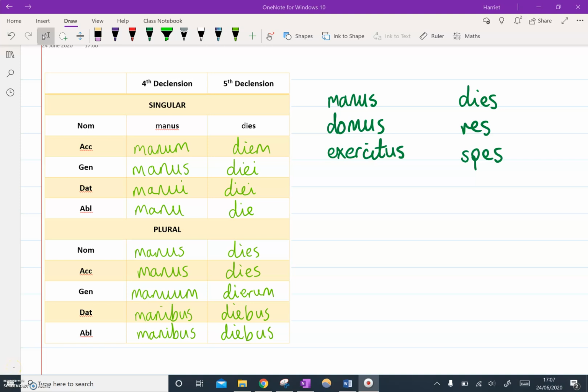Hi boys, we are going to meet the fourth and fifth declensions today. It is table time, but it's dead straightforward. There's just a few little bits that we need to point out. Now I've sent you a copy of this table for you to fill in.